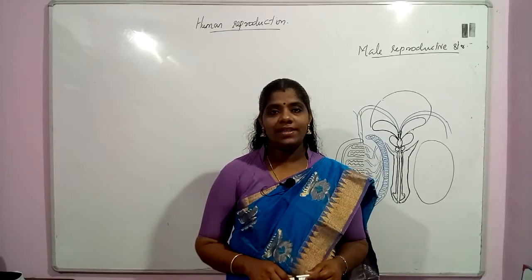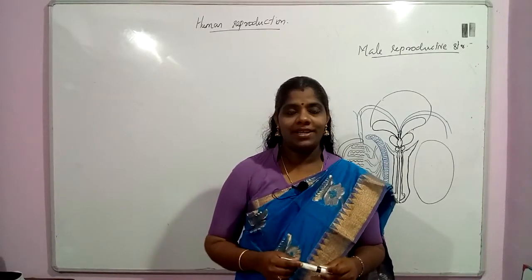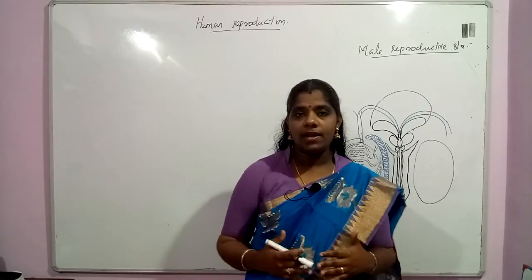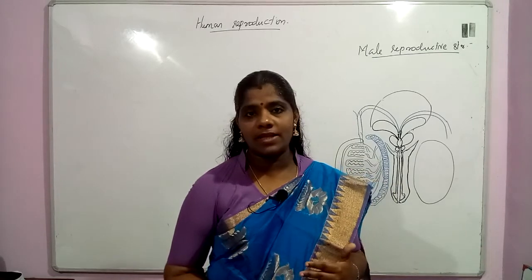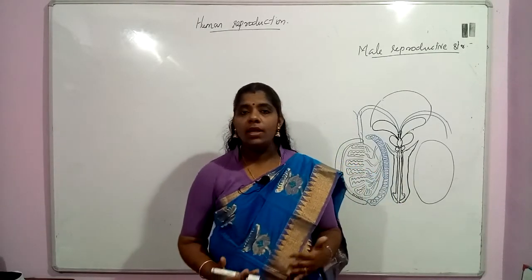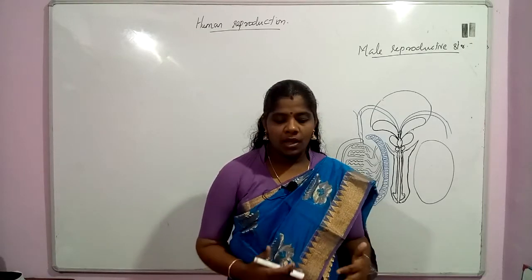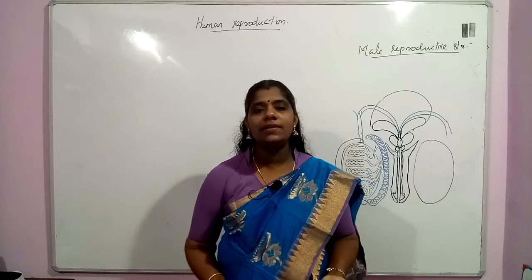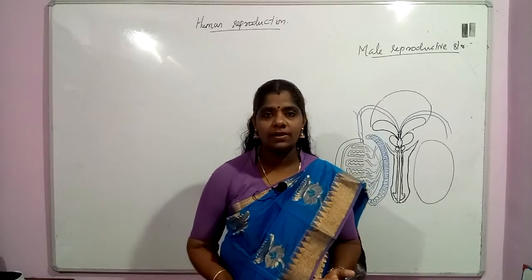Today we are studying the chapter human reproduction. As we have studied in the case of sexual reproduction in flowering plants, human reproduction is also sexual reproduction. Humans are unisexual organisms, sexually reproducing, and viviparous.